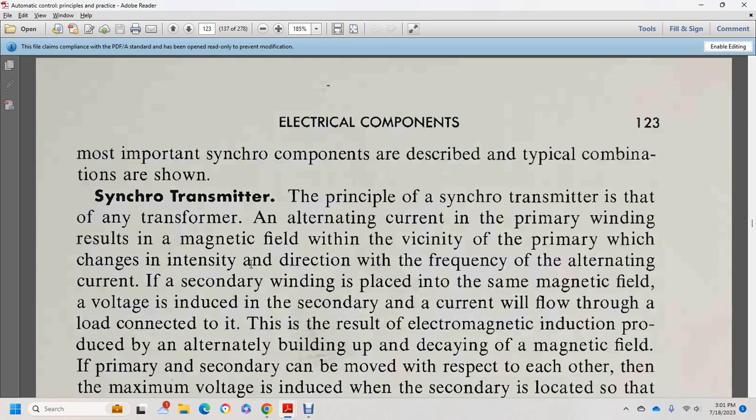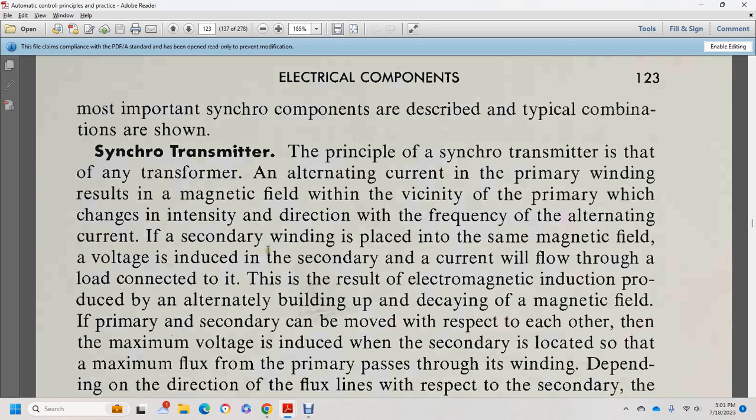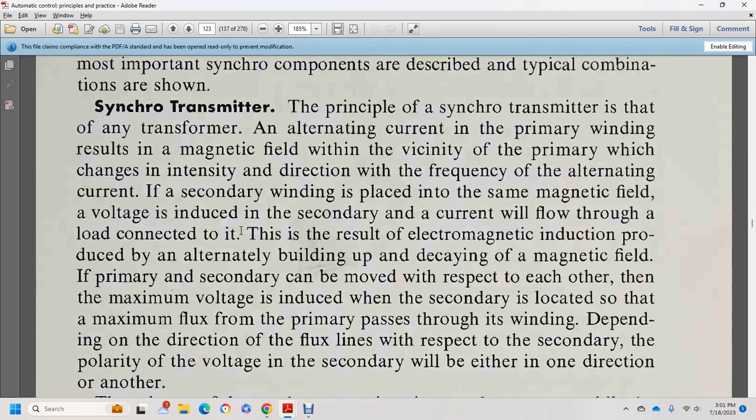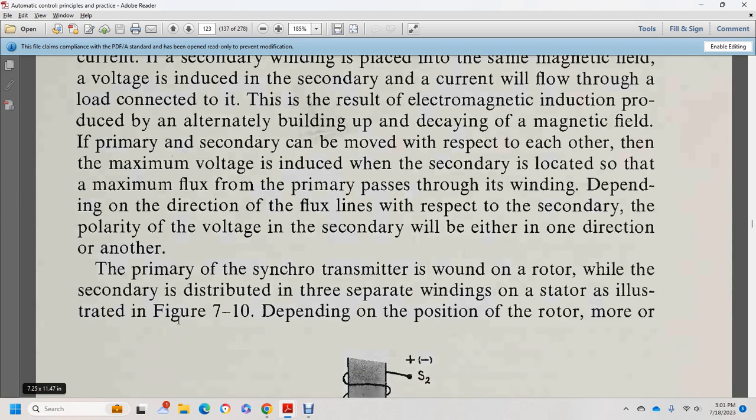The principle of the synchro transmitter is that in any transformer, the alternating current in the primary winding results in a magnetic field in the vicinity of the primary, which changes in intensity and direction with the frequency of the alternating current. The secondary winding is exposed to the same magnetic field, and a voltage is induced in the secondary and a current flows through the load connected to it, as a result of the electromagnetic induction produced by the building up and decaying of the magnetic field of the primary. If the primary and secondary can be moved with respect to each other, then the maximum voltage is induced when the secondary is located over the maximum flux of the primary passing through the winding. Depending on the direction of the flux lines, the secondary voltage has one polarity or the other.